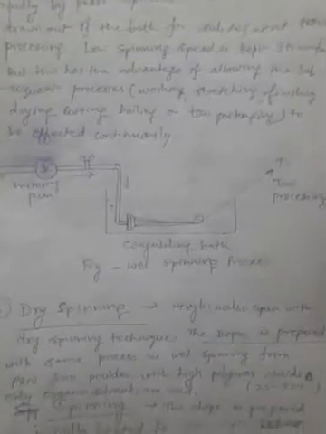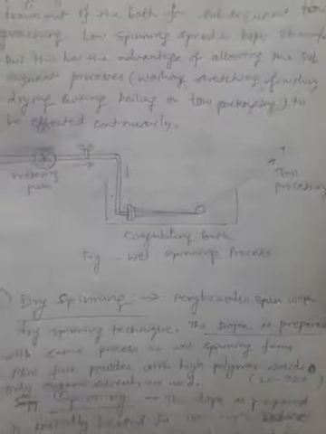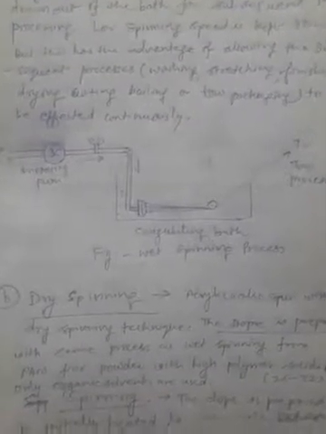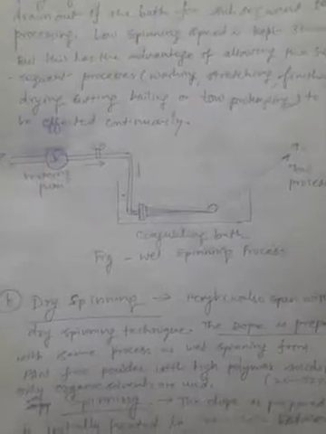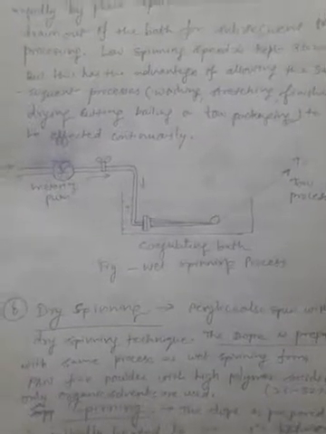Here a low spinning speed is kept in wet spinning because of the very high number of filaments in the spinneret. From the economical aspect, these numbers are kept, so the slow spinning speed of 3 to 20 meters per minute is used. But this has the advantage of allowing the subsequent processes like washing, stretching, drawing, finishing, cutting, baling and tow packaging to be carried out continuously.